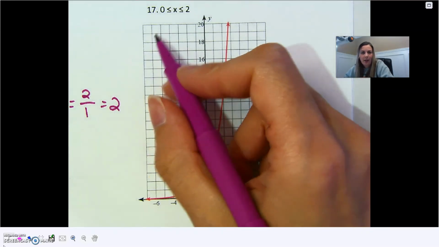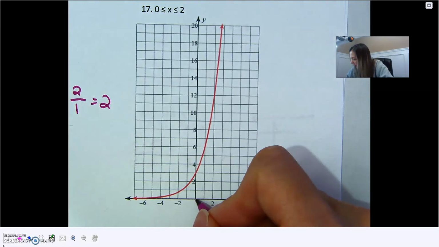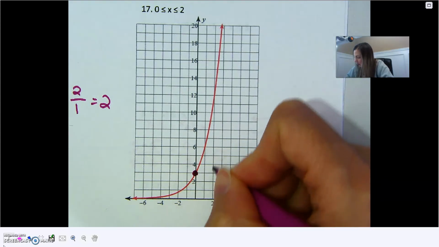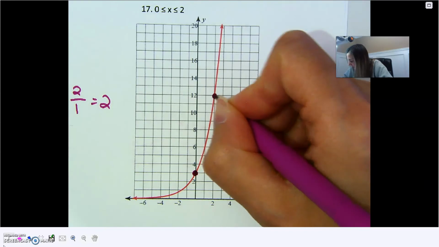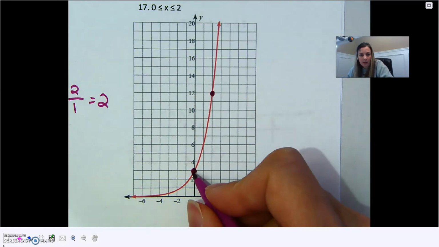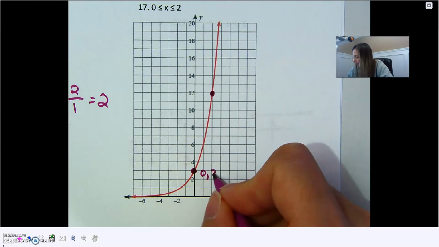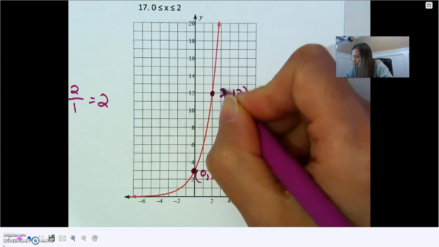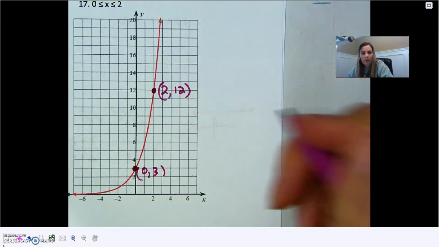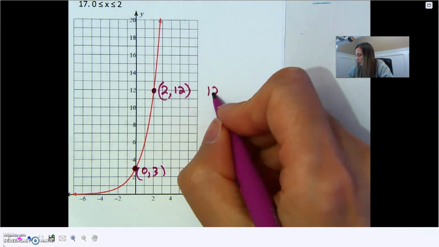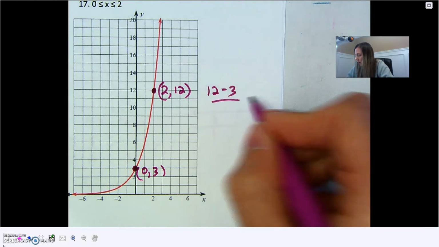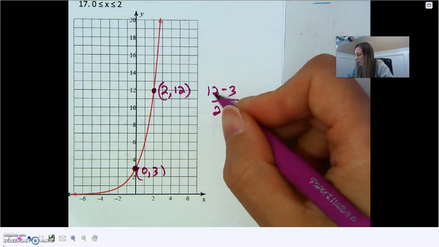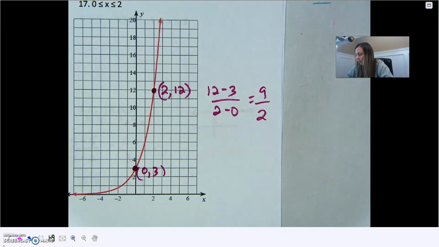Exponential, whee! We're going from 0 to 2, so 0 is right here. And then 2 way up here. All right, so this is 0, 3. And this guy is 2, 12. All right, so our second y is 12 minus 3. Now we do the x's. 2 minus 0. So that's 9/2.